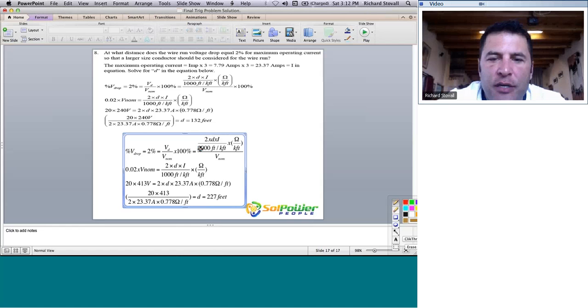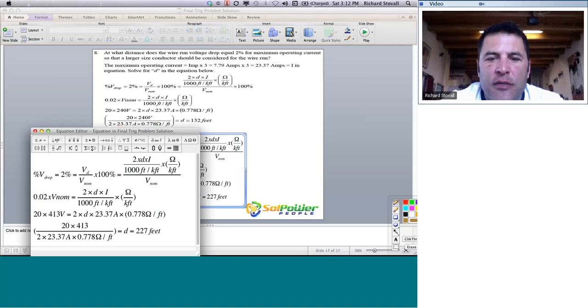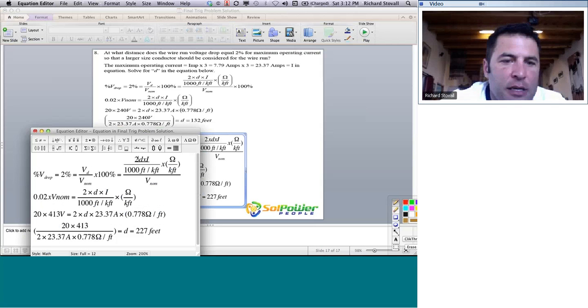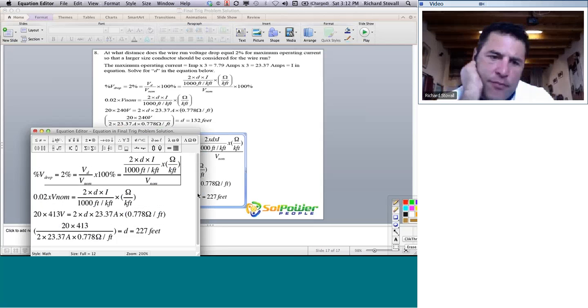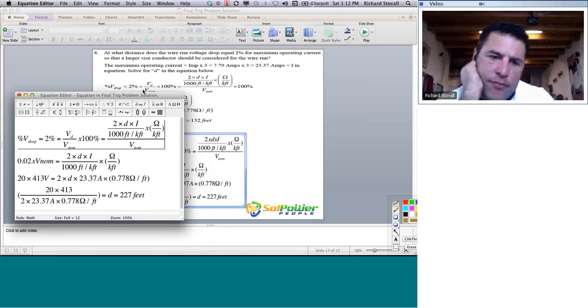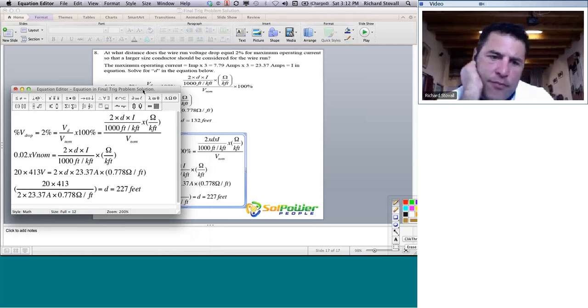Let's do one little correction here. Hey, Richard? Yes, sir. We have a question here about the second and third lines of that equation. It just looks like once the values were entered, the line under 2 times D times I, 1,000 feet per kilofoot, has just dropped out. I mean, where did that go? What happened with that part of the equation?